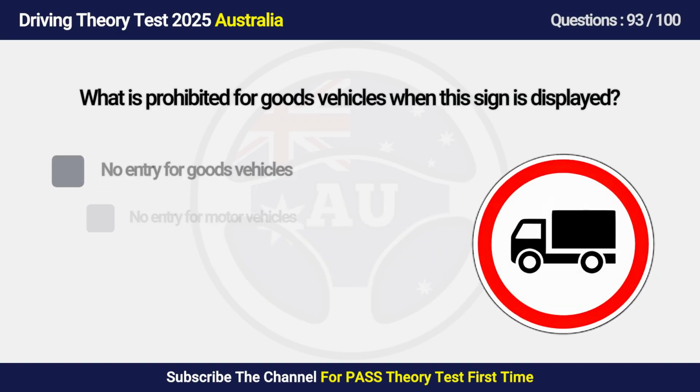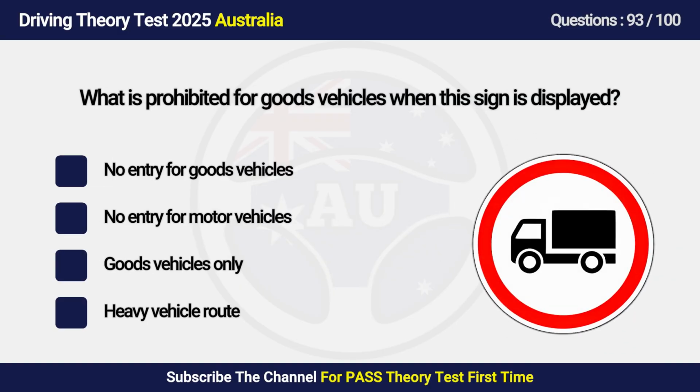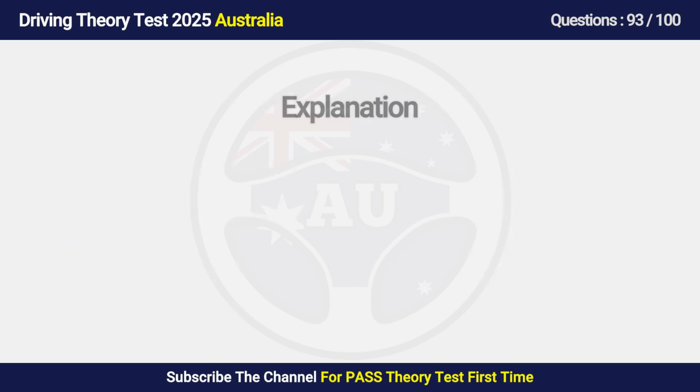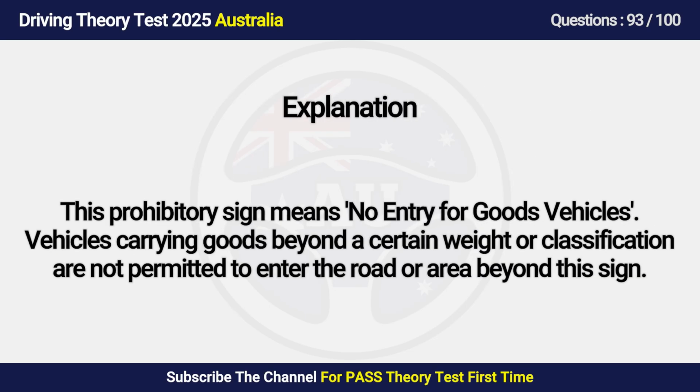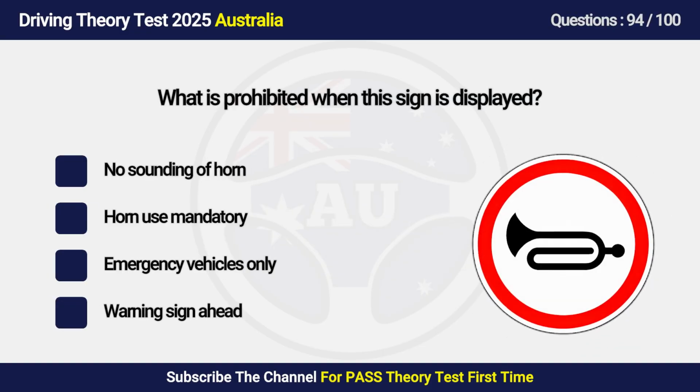Question 93. What is prohibited for goods vehicles when this sign is displayed? A, no entry for goods vehicles. B, no entry for motor vehicles. C, goods vehicles only. D, heavy vehicle route. Answer is A, no entry for goods vehicles. This prohibitory sign means no entry for goods vehicles. Vehicles carrying goods beyond a certain weight or classification are not permitted to enter the road or area beyond this sign.